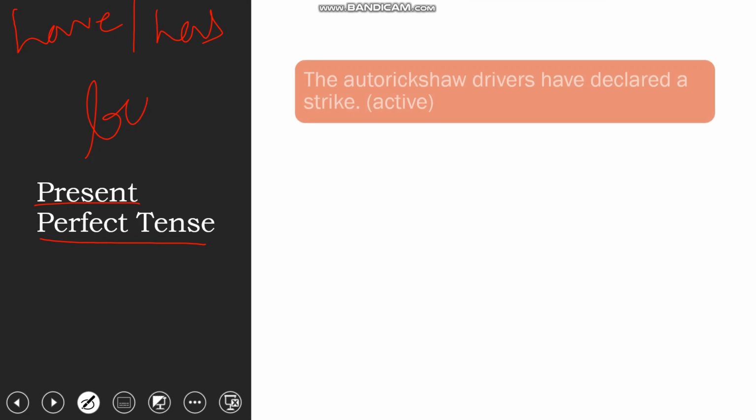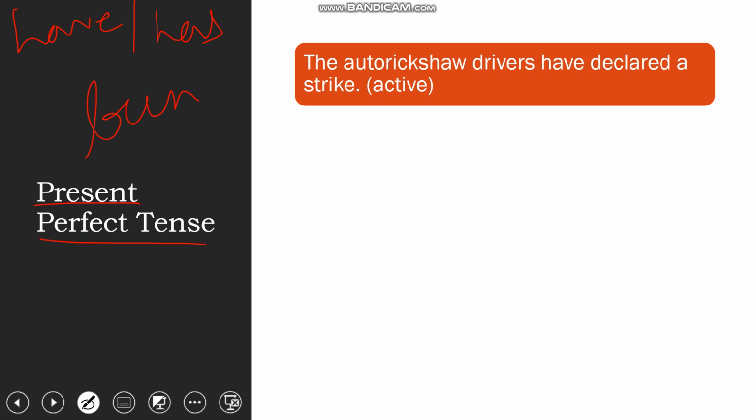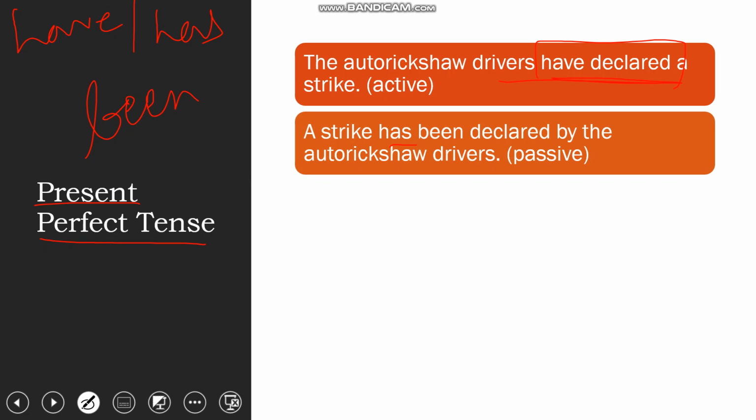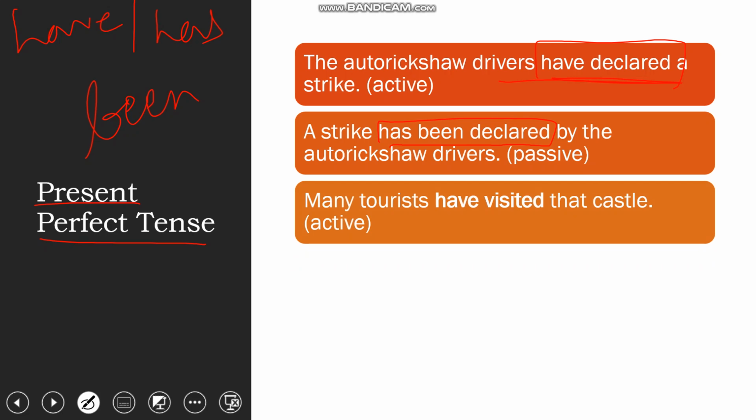For example, the auto rickshaw drivers have declared a strike. This sentence is in present perfect tense. Now I'm going to change this sentence, which is in active voice, into passive voice. How? A strike has been declared by the auto rickshaw drivers. Clear? Let's see another example.